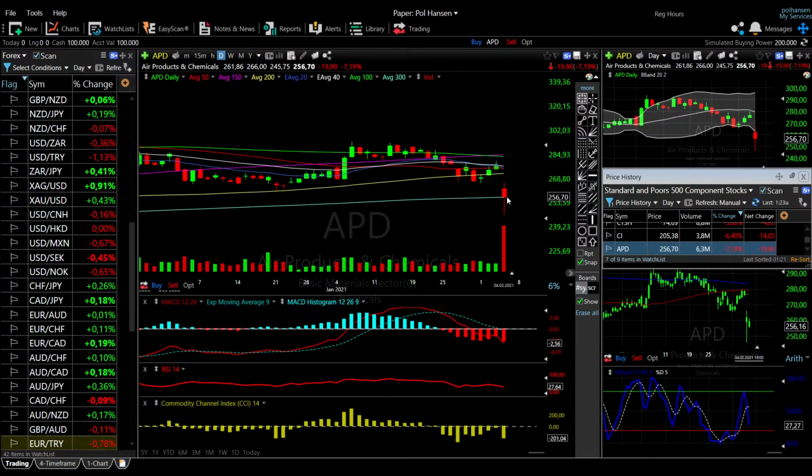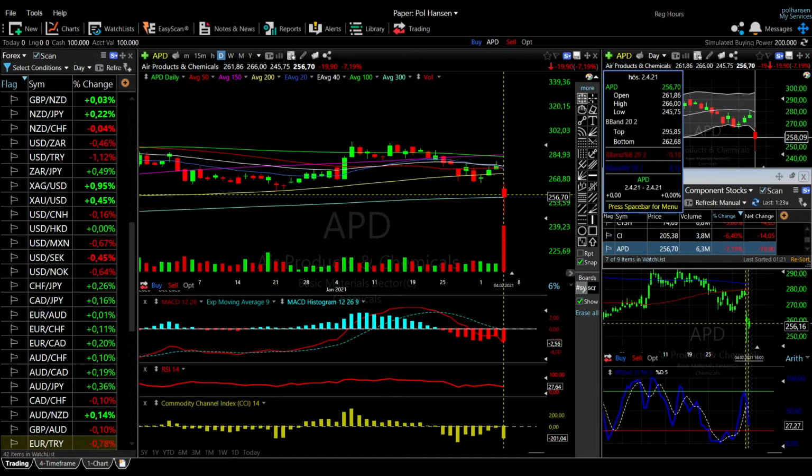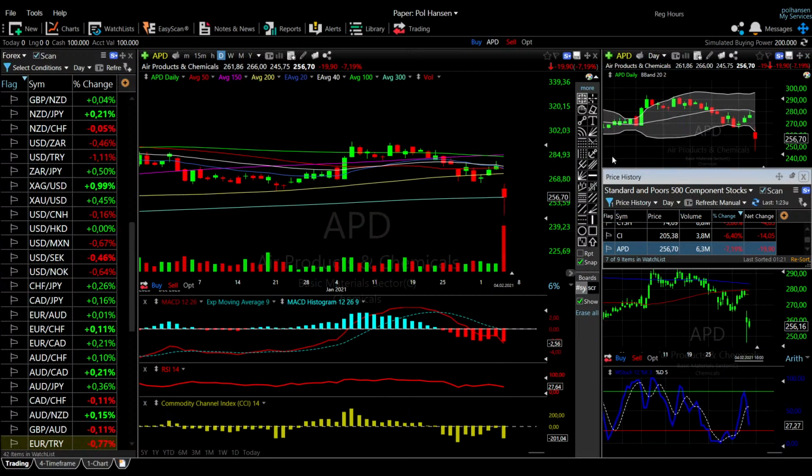However, we are right here at the 300 moving average. This is APD. It is significantly oversold at this point, 27 in the RSI. Stochastic here, now the Bollinger Band here, we are way outside of the Bollinger Band. We're all the way down here and then rallied a little bit, but still outside. And we are finding support at the 300 moving average.